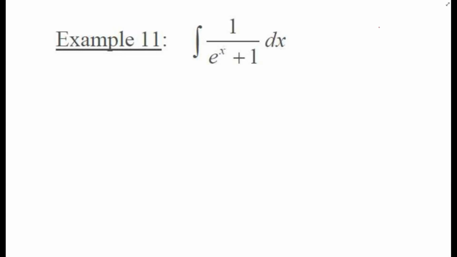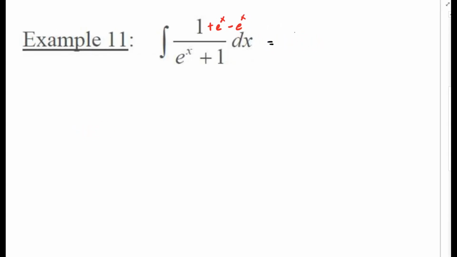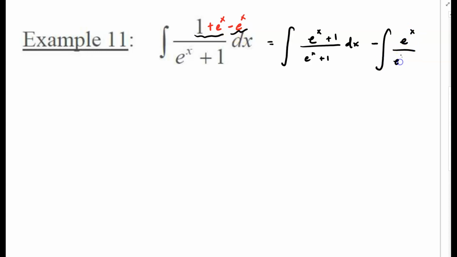So here's what we're going to go ahead and do. I'm going to add an e to the x into my numerator, and I'm going to balance it with a negative e to the x. So really, I'm adding nothing into my numerator. Now, why would I want to do this? Well, I'm going to use the same idea that I did in the last one, which is to split it. So I'm going to take these first two. So I have the integral of e to the x plus 1 over e to the x plus 1 dx, minus the integral of e to the x. So this is our second integrand: e to the x over the denominator, e to the x plus 1 dx.